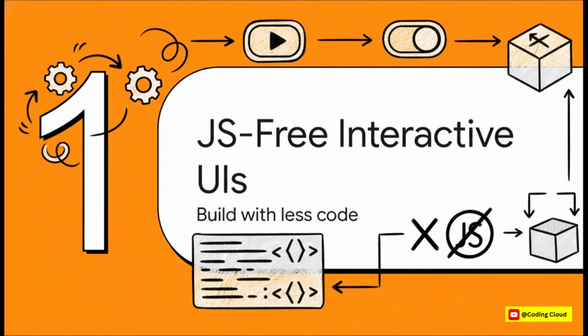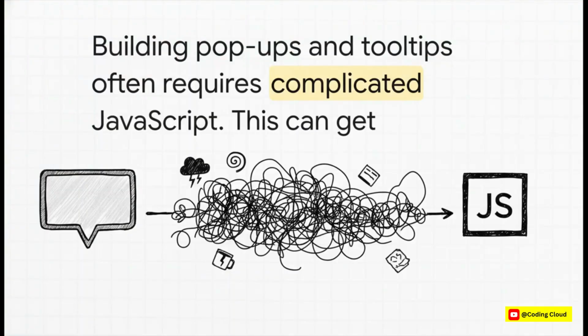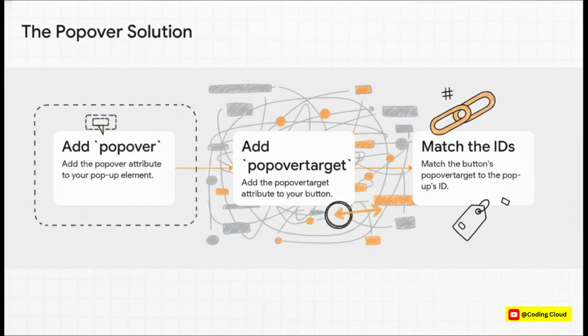First up, we're going to tackle a huge one: building interactive UI components without writing a single line of JavaScript. Yeah, you heard that right. Just think about things like pop-ups, menus, or tooltips. Traditionally, getting these to work, to open, close, and manage their state, meant writing a decent amount of JavaScript. And honestly, it can get complicated fast. But what if you could do it all with just HTML? Well, now you can, thanks to the new popover attribute.